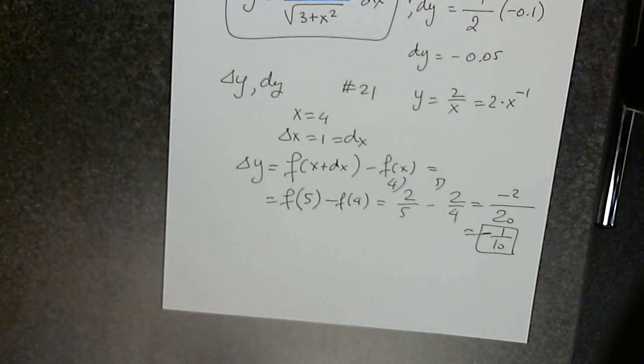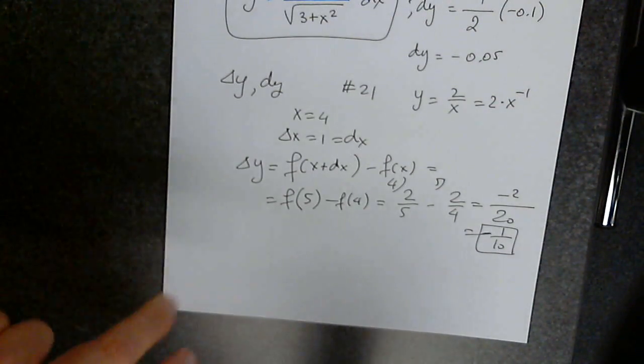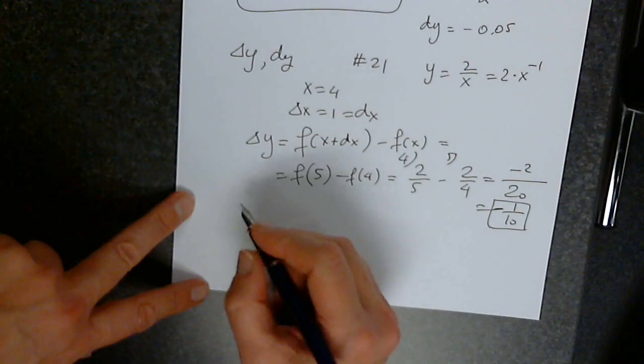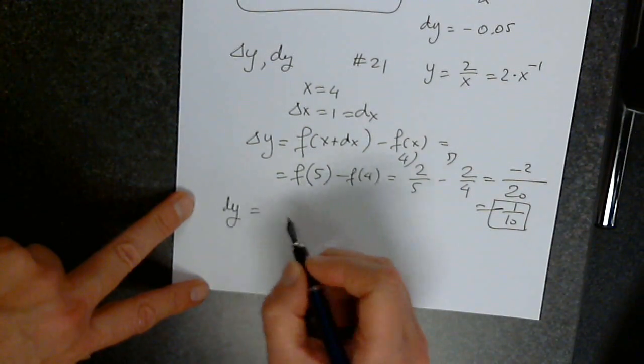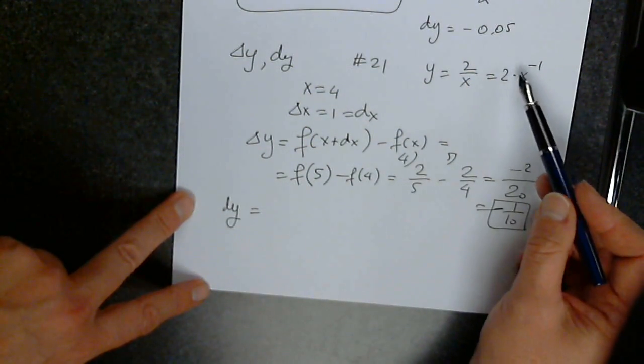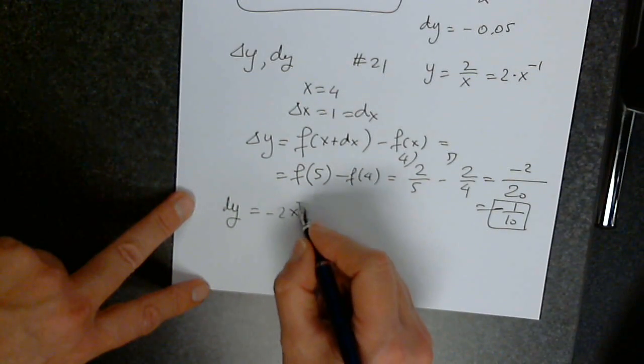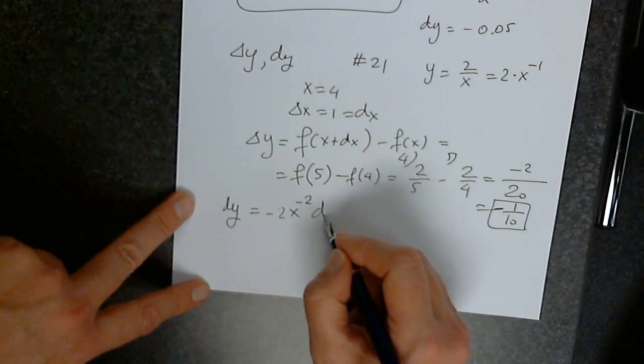So for a change of 1 unit in x, the y value changes by negative 1 over 10. So for an error of 1 in x, the error in the function would be negative 1 over 10. That is the exact value. But now I want to determine the same error using dy, which, when I differentiate this, is negative 2 times dx.